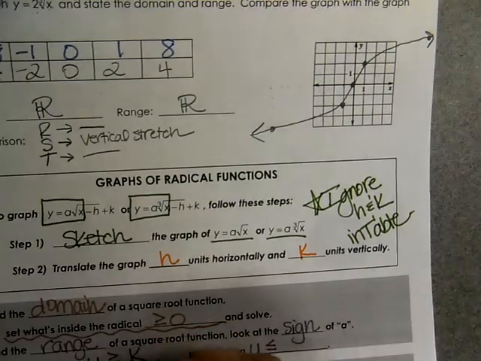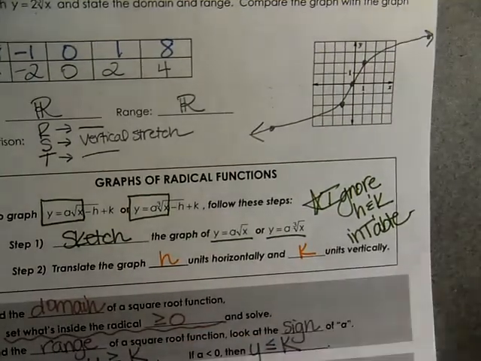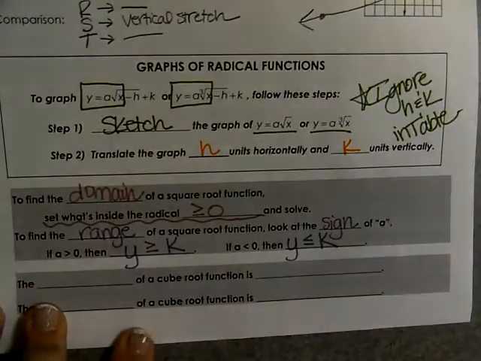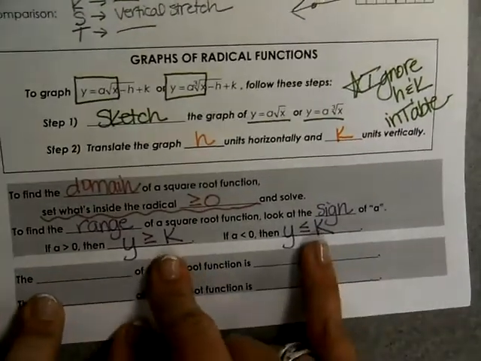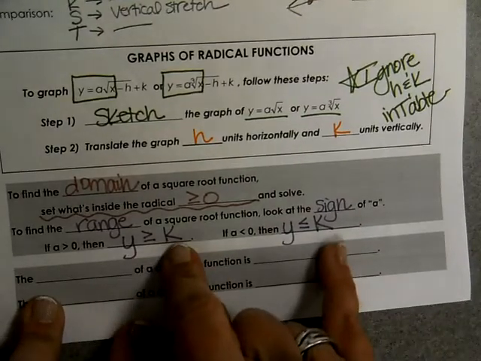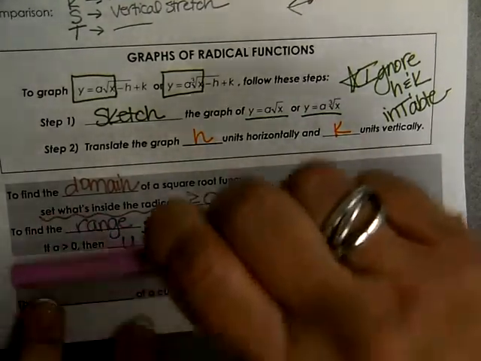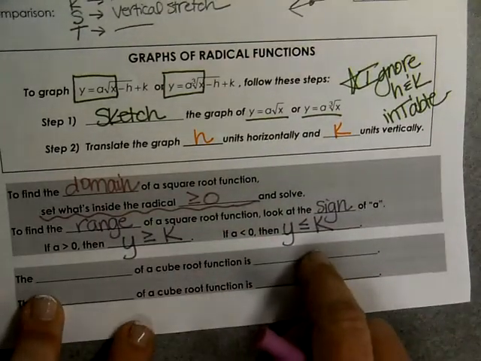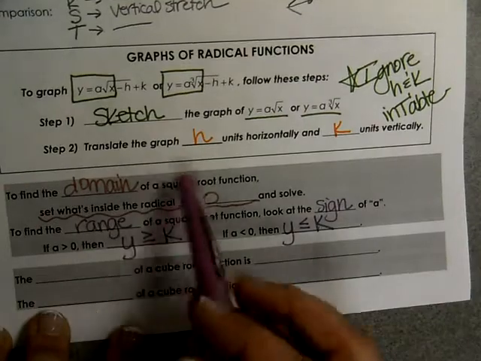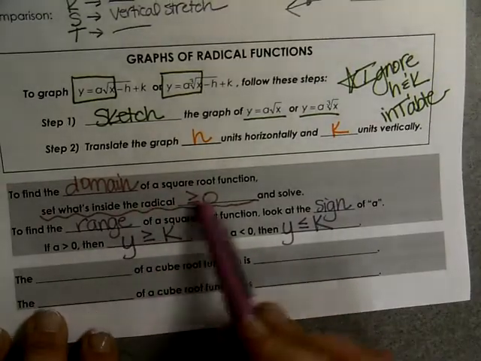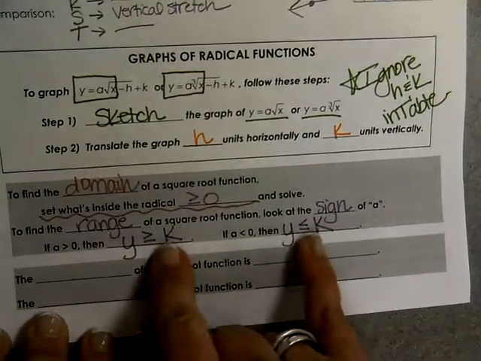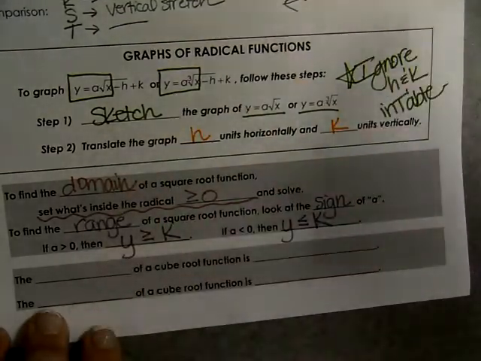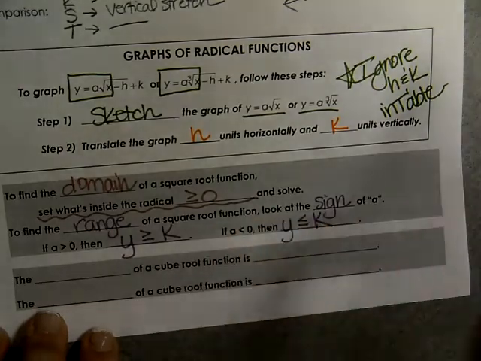So our range always deals with k. Always, always, always deals with the k value, because that's the translation of the function from 0 either up or down that many units. So the domain, we deal with what's inside of the radical, and then the range, we always deal with k. And if a is positive, it's going up from k. If a is negative, it's going down from k.